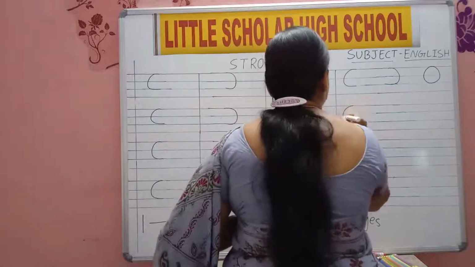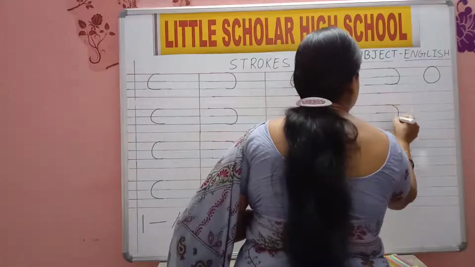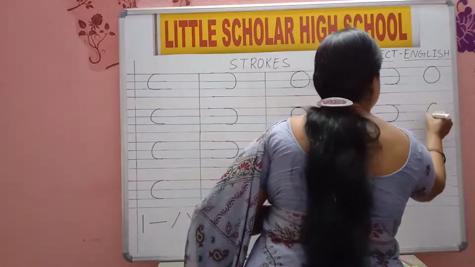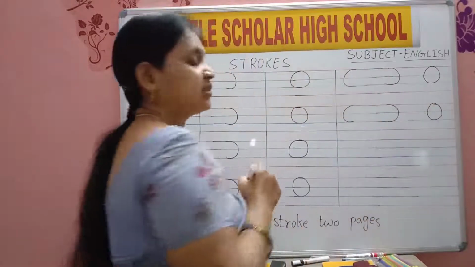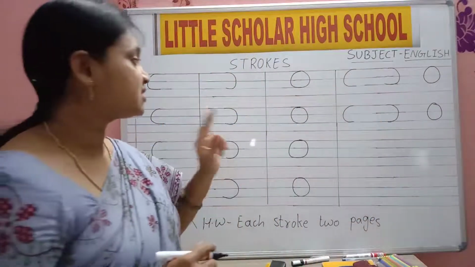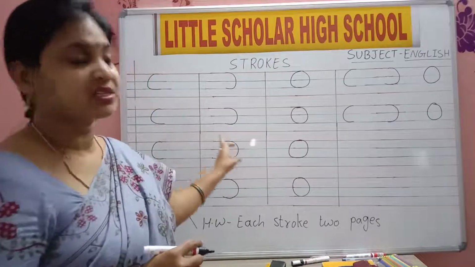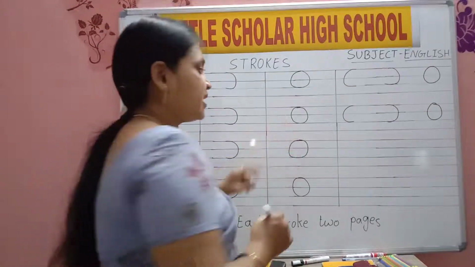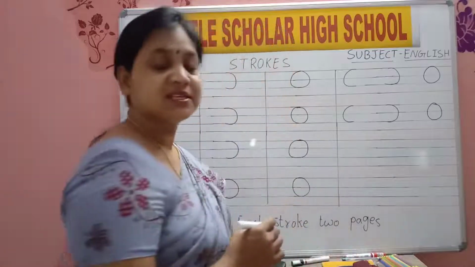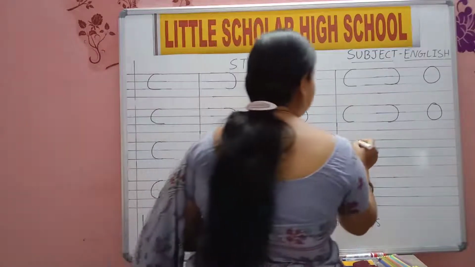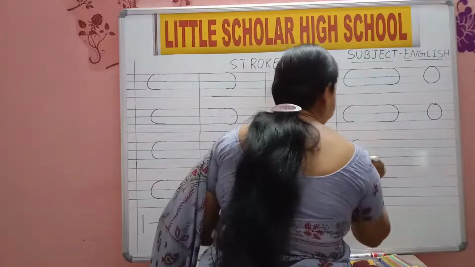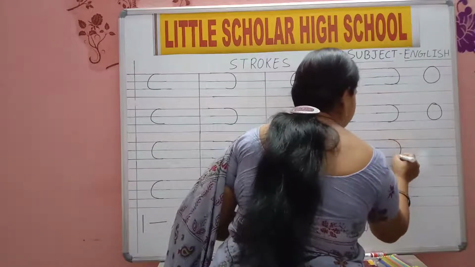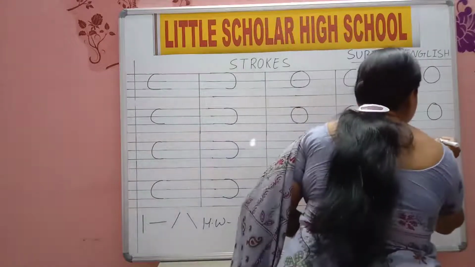Left curve, right curve, circle. Write it neatly, touching the lines. You will touch the first 3 lines for left curve, right curve, and also for circle. Yes, these are curve lines. Left curve, right curve, circle.